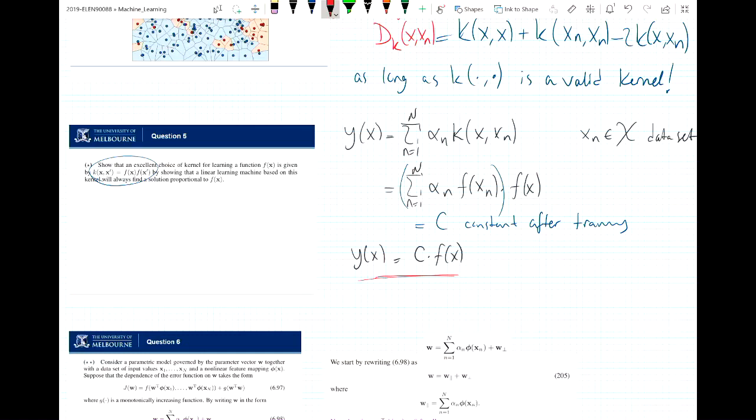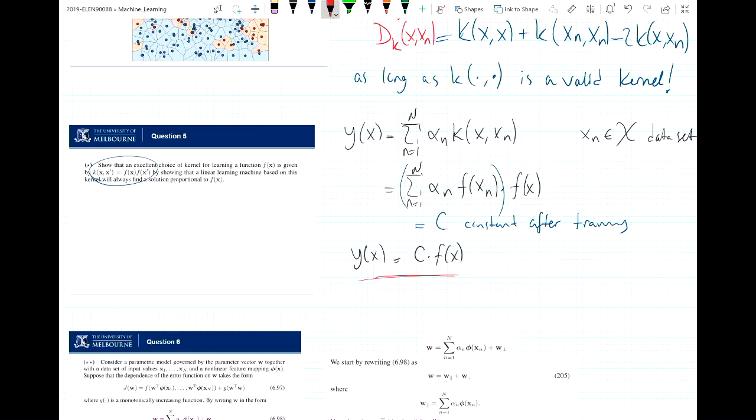So exactly, as you say, the kernel is using the function we are trying to learn. That doesn't make sense. This is the function we are trying to learn. So that's why it is a nice exercise, but doesn't mean much in practice.